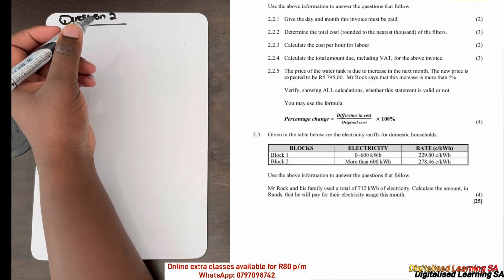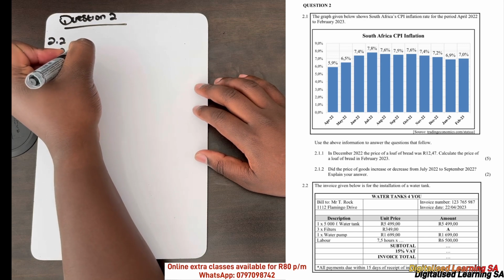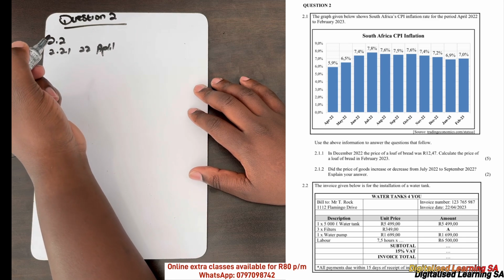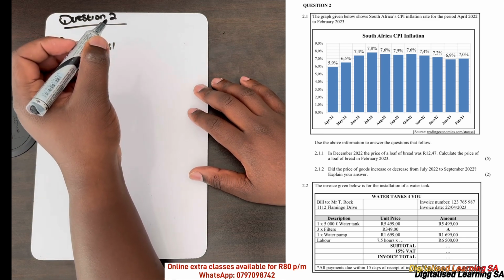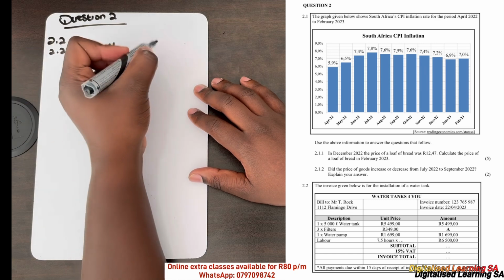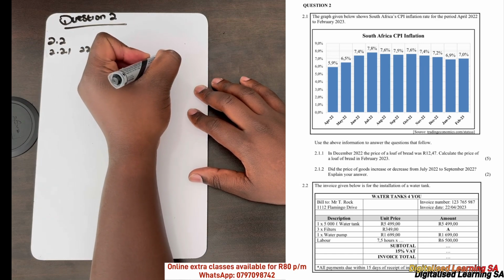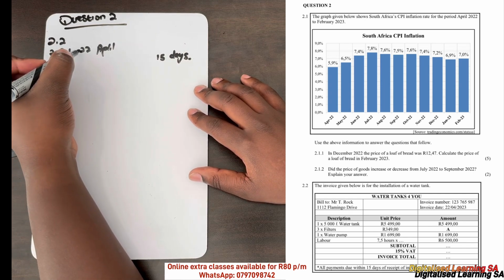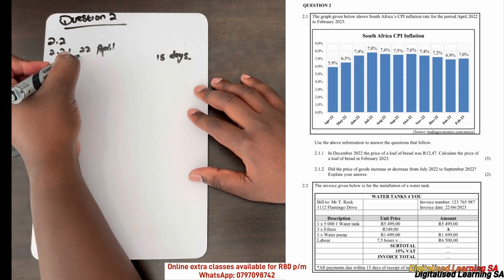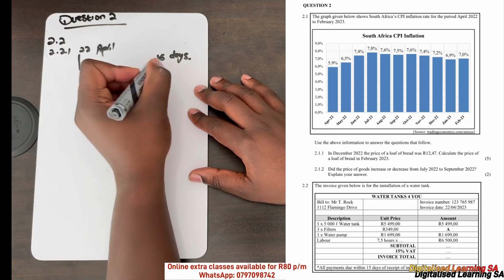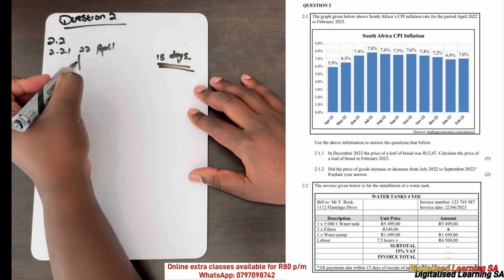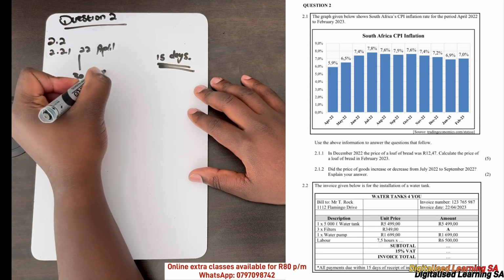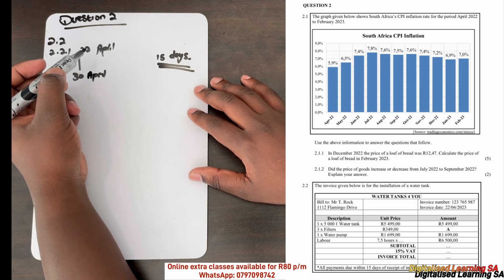So we can see that this invoice was received on the 22nd of April, right? And then we are told that all payments are due within the next 15 days. So we know that April ends on the 30th. Now we need to calculate the 15 days. We will count from the 23rd.